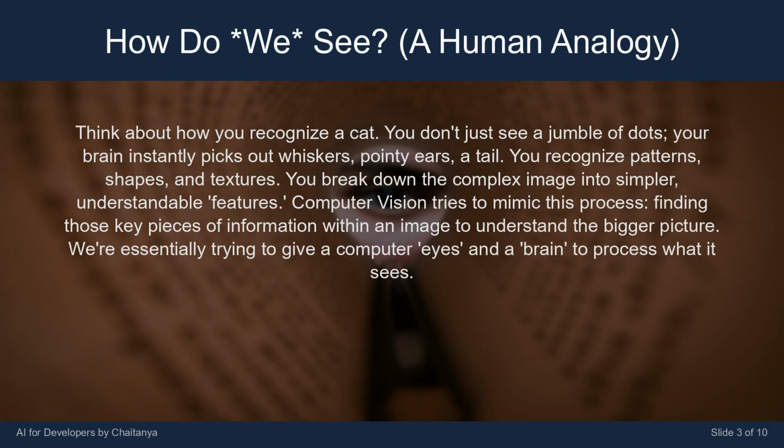Think about how you recognize a cat. You don't just see a jumble of dots. Your brain instantly picks out whiskers, pointy ears, a tail. You recognize patterns, shapes, and textures. You break down the complex image into simpler, understandable features. Computer vision tries to mimic this process, finding those key pieces of information within an image to understand the bigger picture. We're essentially trying to give a computer eyes and a brain to process what it sees.